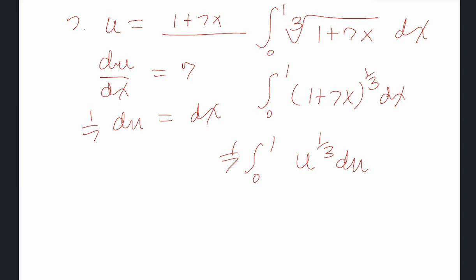And now it's just an integration. The 1/7 hangs out. The u goes up by 1. 1/3 plus 1 is 1/3 plus 3/3, or 4/3. To divide by that new power, just multiply by its reciprocal.